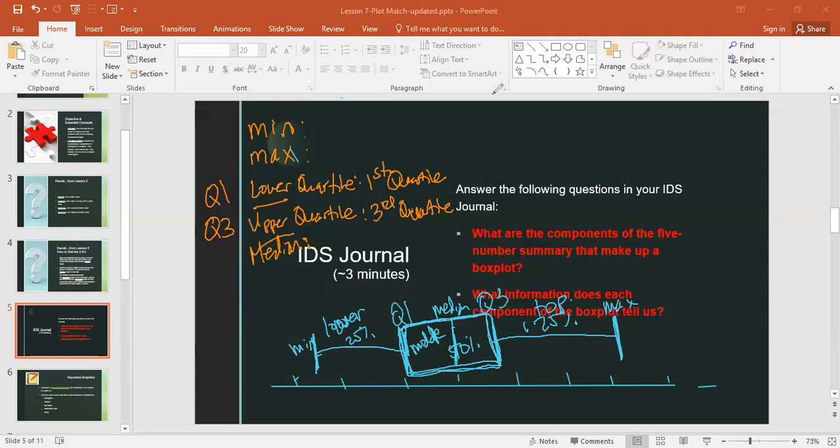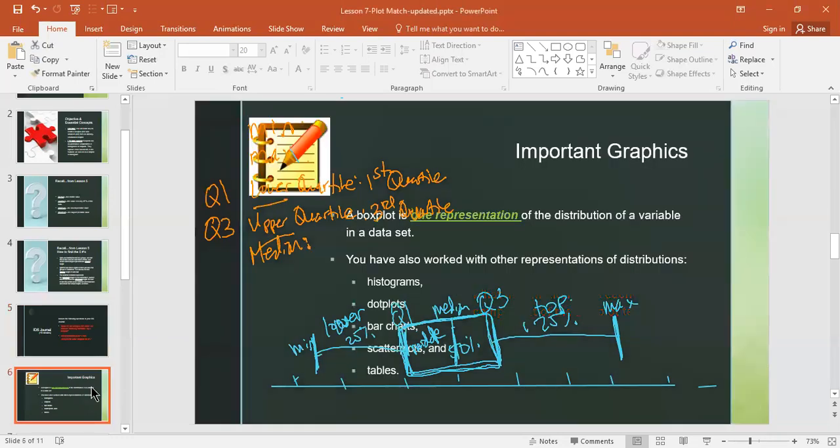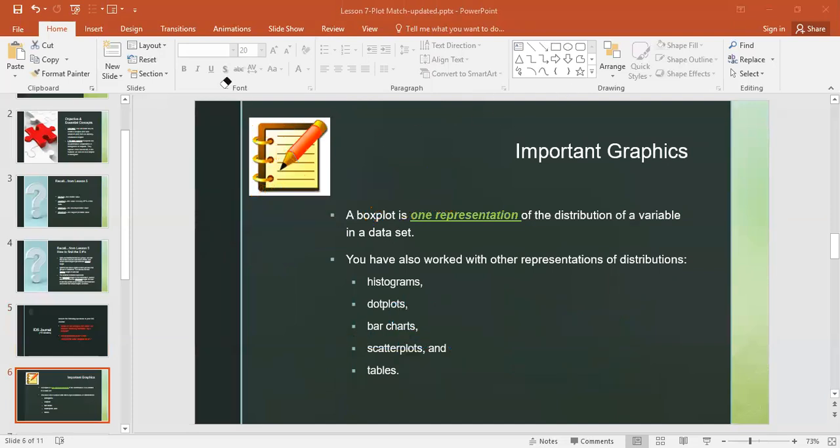Okay. So knowing how to create a box plot is incredibly important, right? Because especially we want to be able to pull these numbers from another given visual representation. So suppose we were given dot plots instead. Well, if we were given dot plots instead, then we need to be able to pull out information.